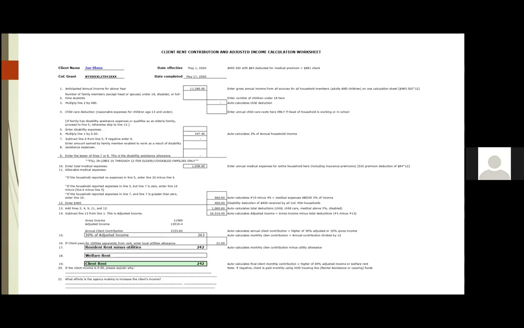That is deducted from 11,580 gross income, so that the adjusted income auto-calculated in line 14 is $10,519.40. 30% of that monthly adjusted income is $263, auto-calculated by the sheet, with a utility allowance of $21. That means that the monthly client rent occupancy charge for this permanent supportive housing participant is $242 each month.